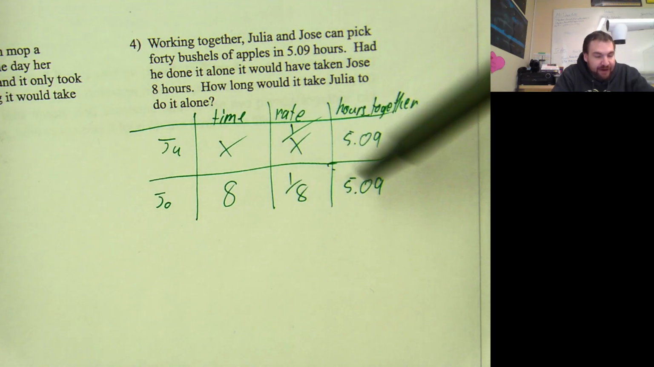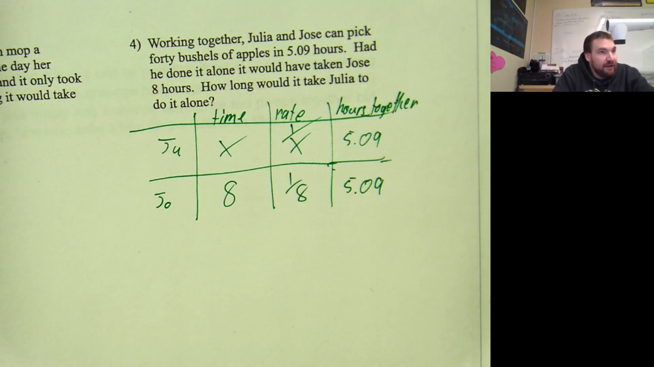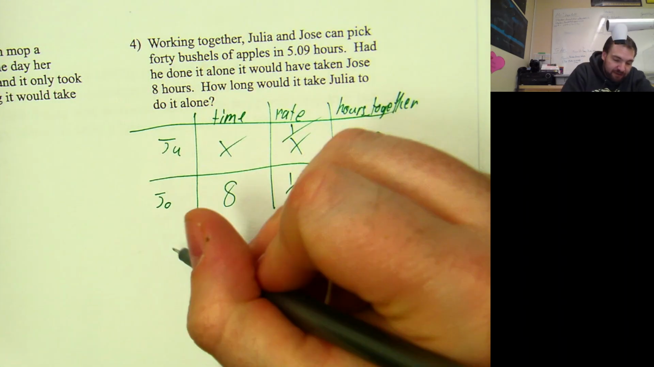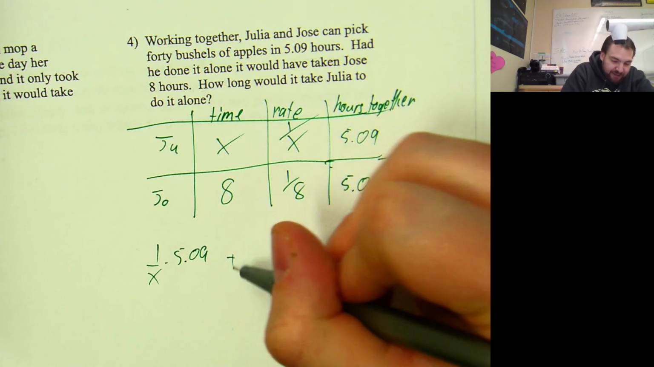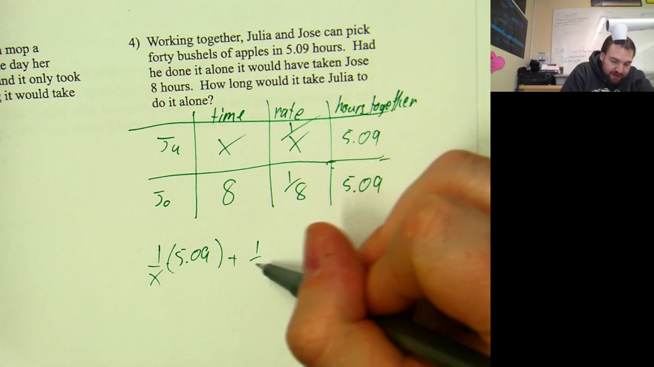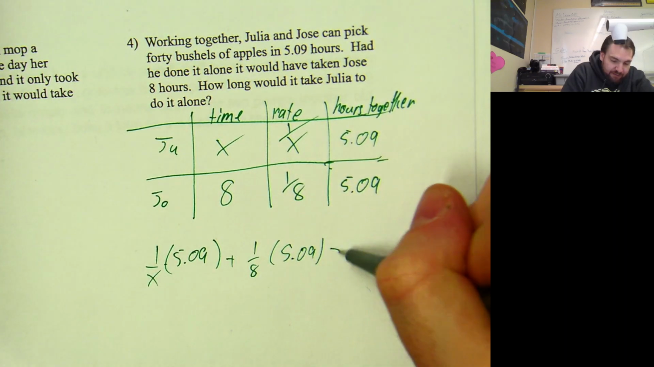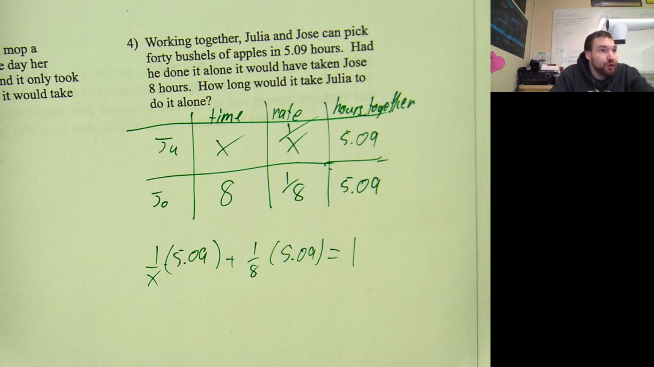So we're going to times the hours together by the rate, add them together, and it's going to equal 1, because that is the one whole job, the 40 bushels. It's not always going to be like that. If they'd said he can pick 1 bushel of apples in this much time, and then it extended, then it would equal 40. But because the 40 bushels is the total job, it's still going to equal 1. So it's going to be 1 over x times 5.09 plus 1 over 8 times 5.09 equals the whole job. Yeah. So that's it.